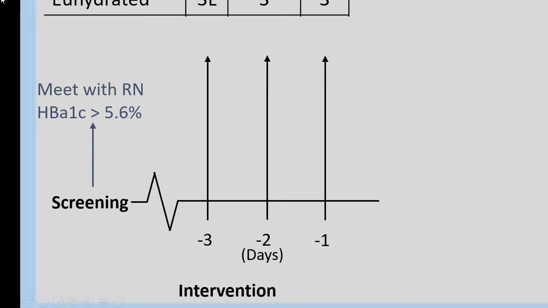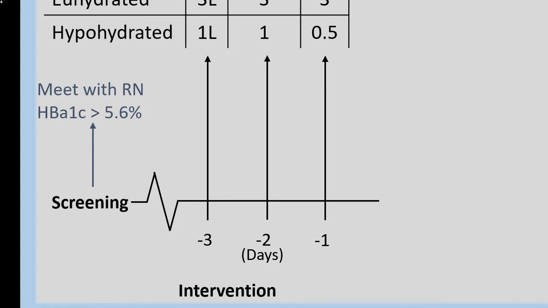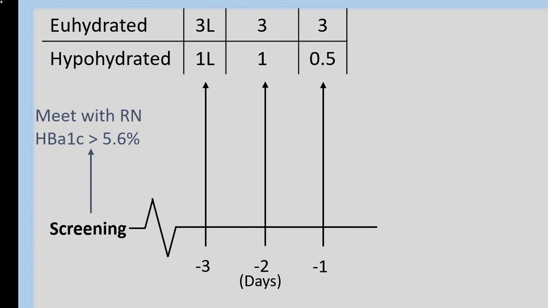We had one group during this intervention phase that was euhydrated. We had another group that was hypohydrated. Okay, or actually the people completed it in two different conditions. The euhydrated group got 3 liters of water a day. When they were hypohydrated, they got 1 liter a day for day -3, 1 liter a day for -2, and half a liter for day -1. Then we had our oral glucose tolerance test.